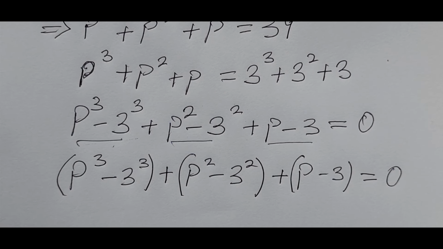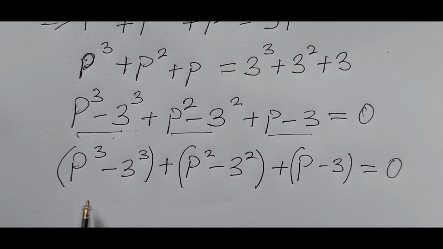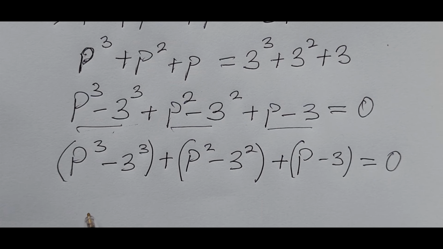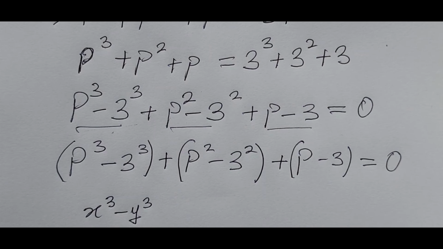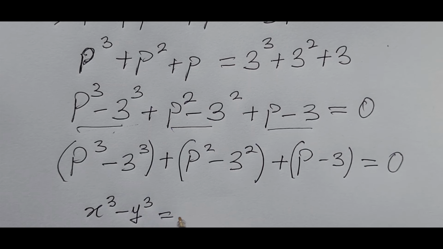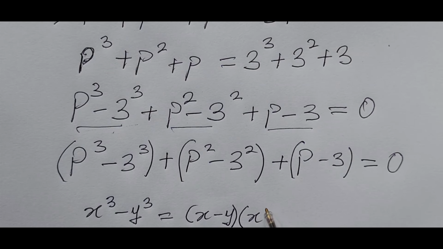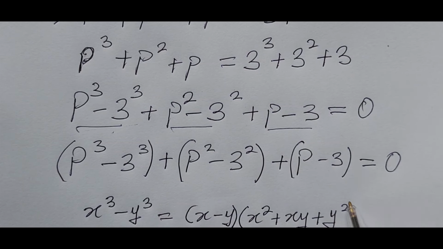Remember, the law says, let's take the first one, that if you have x to the power of 3 minus y to the power of 3, we call this the difference of two cubes. So the difference of two cubes is equal to (x − y)(x² + xy + y²).